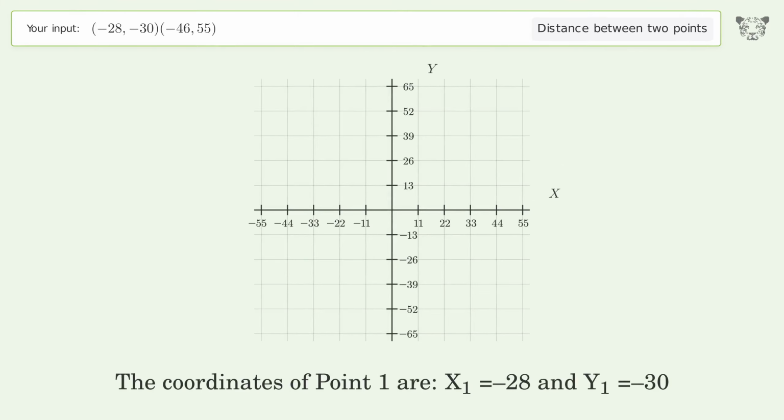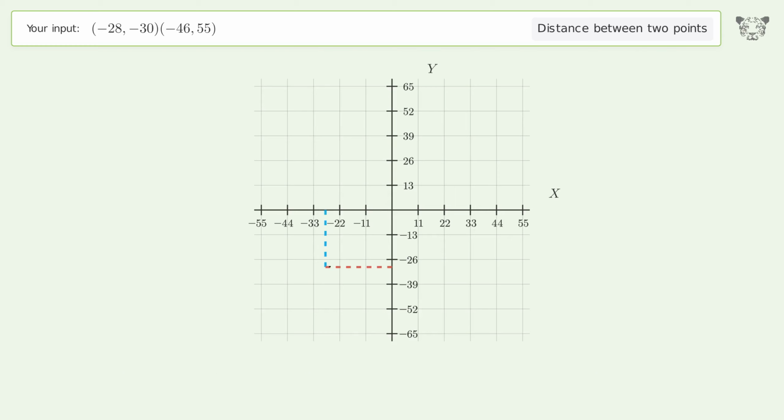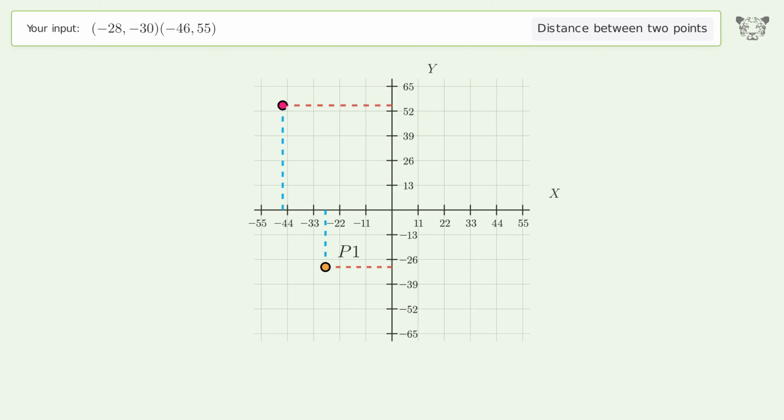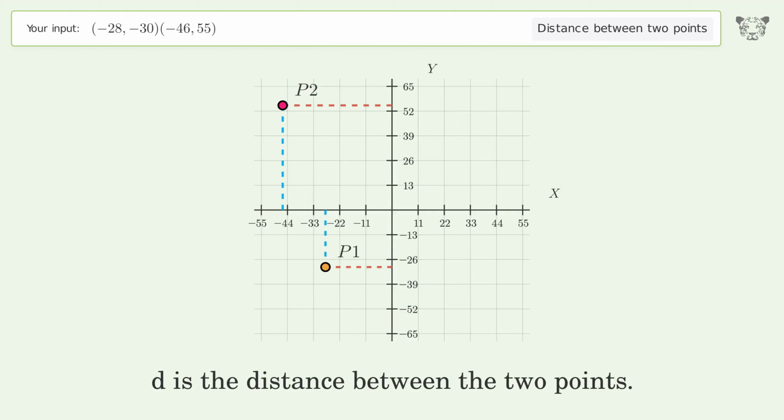The coordinates of point 1 are, x1 equals -28 and y1 equals -30. The coordinates of point 2 are, x2 equals -46 and y2 equals 55. D is the distance between the 2 points.